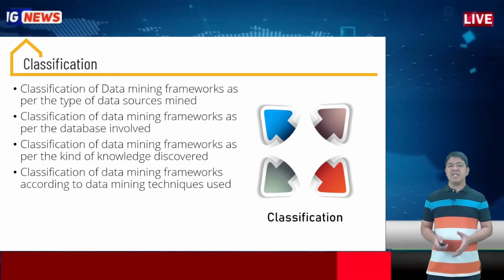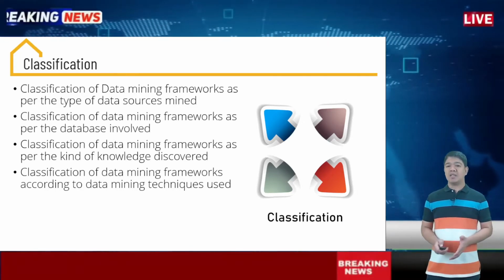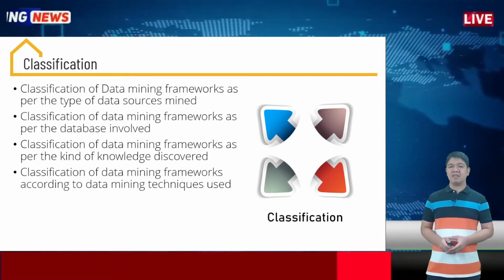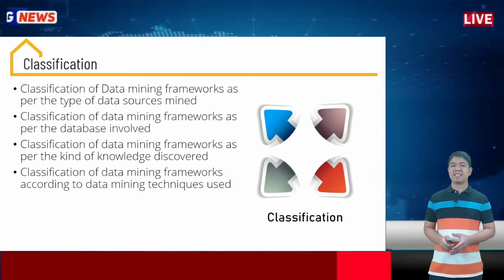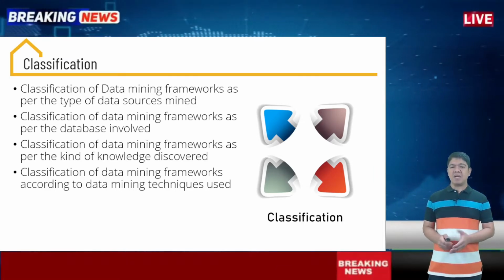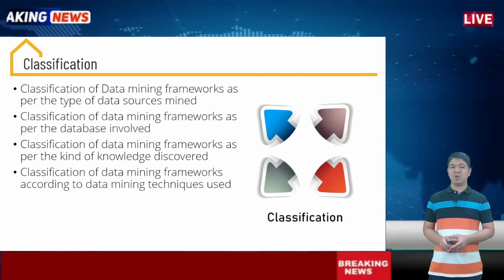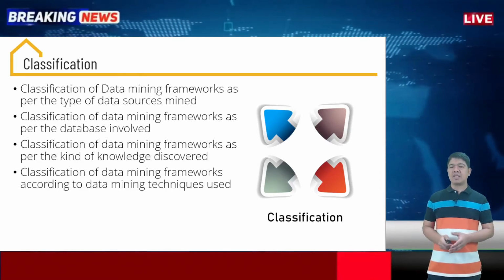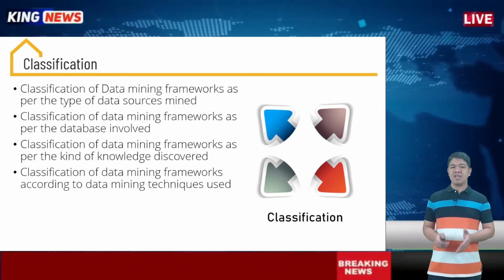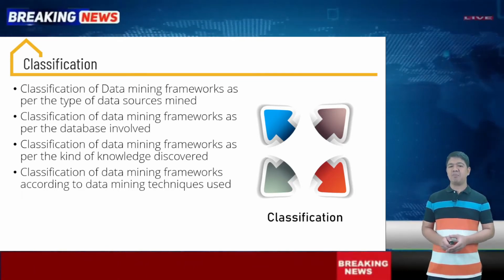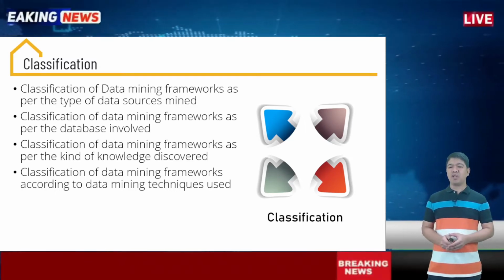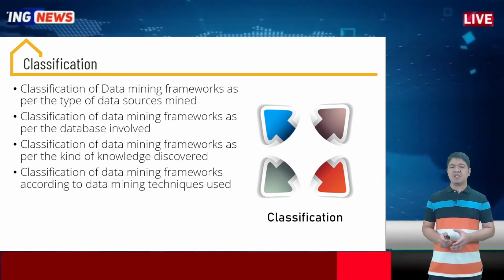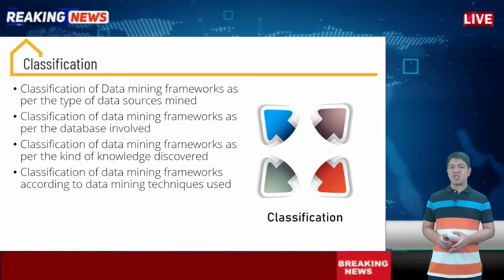Classification. This technique is used to obtain important and relevant information about data and metadata. This data mining technique helps to classify data in different classes. Data mining techniques can be classified by different criteria as follows. We have classification of data mining frameworks as per the type of data sources mined. This classification is as per the type of data handled. For example, multimedia, spatial data, text data, time series data, World Wide Web, and so on.